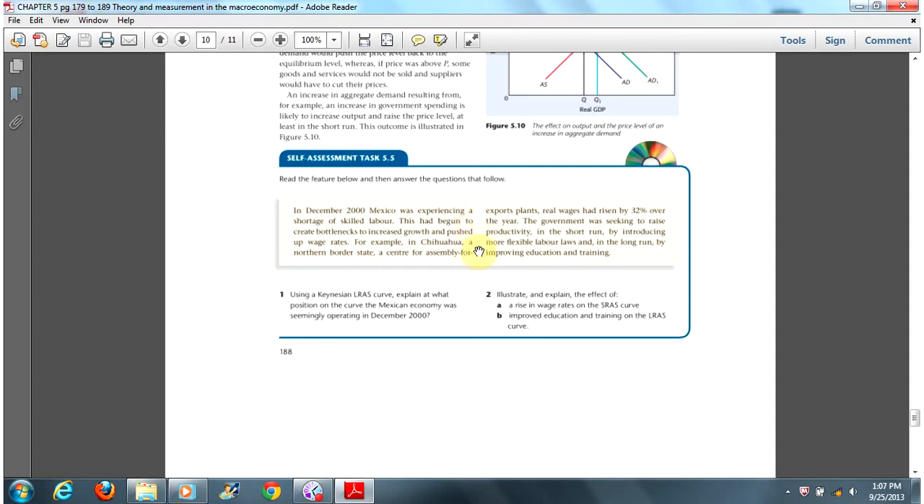a. Using the Keynesian long-run aggregate supply curve, explain at what position on the curve the Mexican economy was seemingly operating in December 2000. Illustrate and explain the effect of a. a rise in wage rates on the short-run aggregate supply curve, b. improved education and training on the long-run aggregate supply curve.